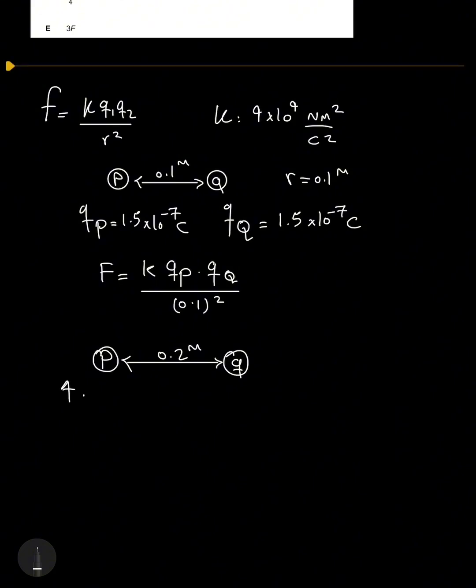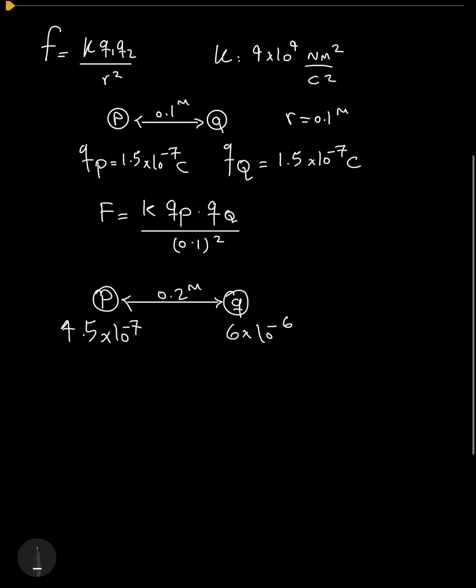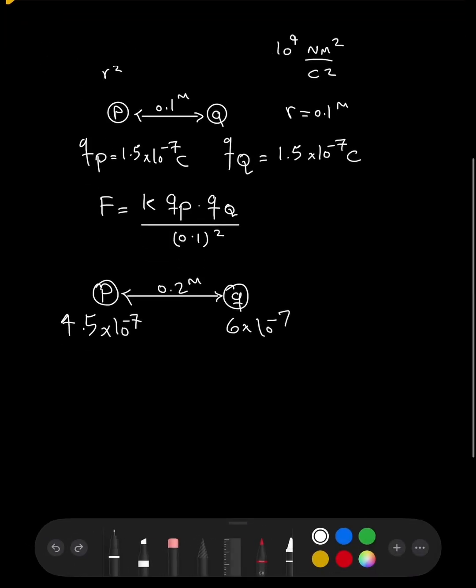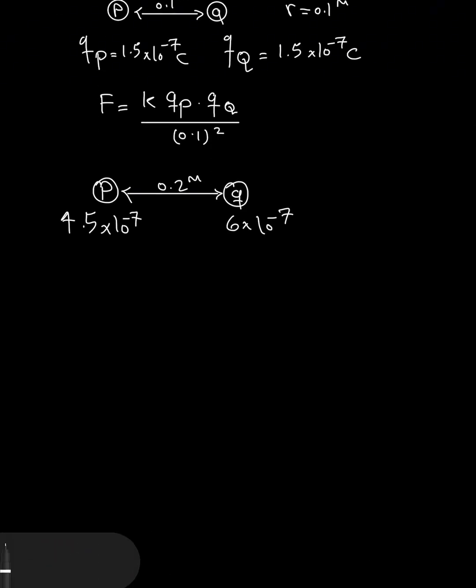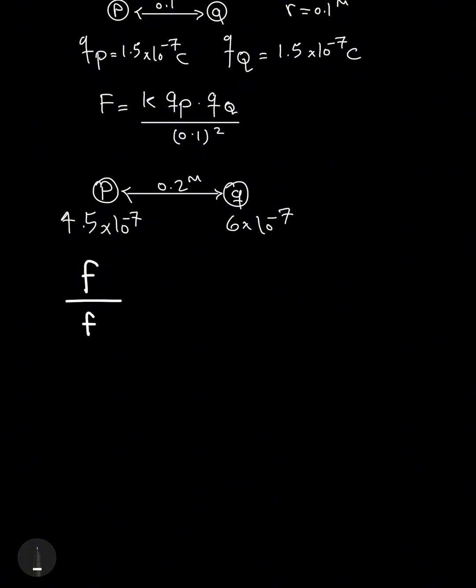Now, we can compare the first force. The charge on P is 4.5 times 10 to the power of negative 7, and this one is 6 times 10 to the power of negative 7. So we can compare the initial value of the force to the new force. How we can do this is: we can say F, the original force, divided by F new, the new force, is equal to the formula for the first force. Because we don't know its value, we have to substitute its formula.